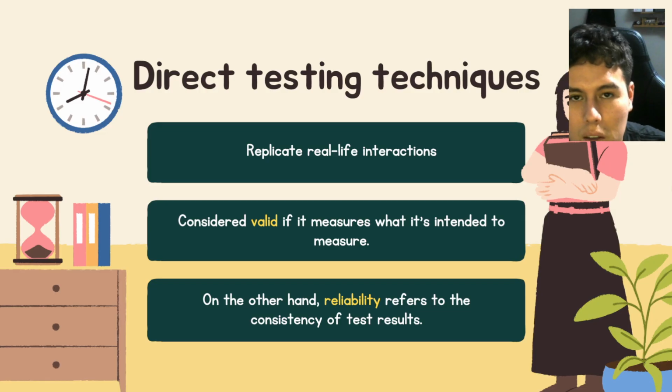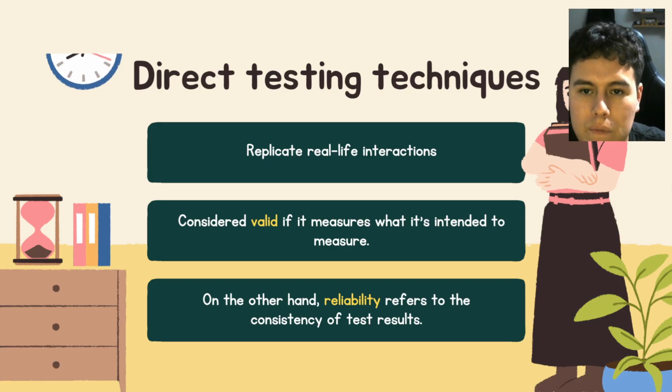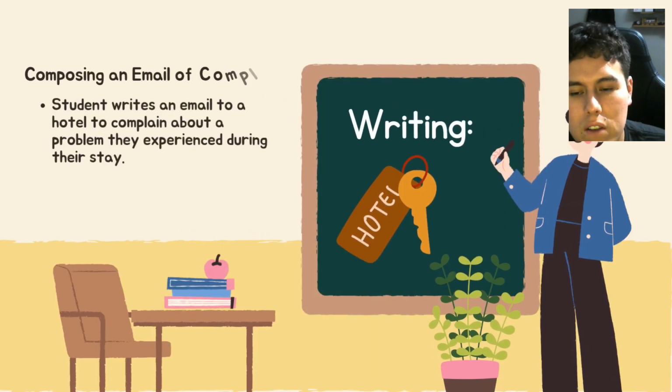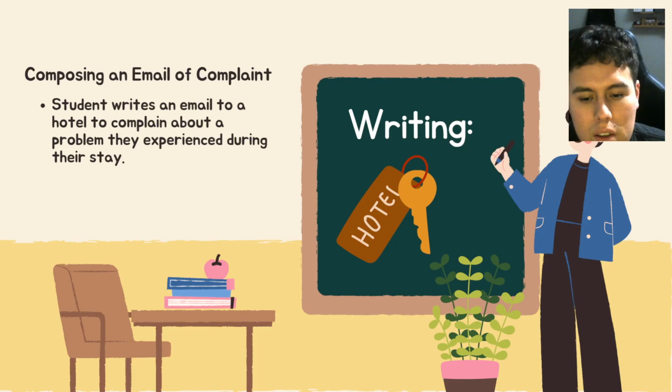Okay, so I have prepared 4 techniques, one for each skill. The first one is the writing. For the writing, I ask the student to compose an email of complaint. In this email they have to complain about their experience in a hotel, about a problem they experienced during their stay.